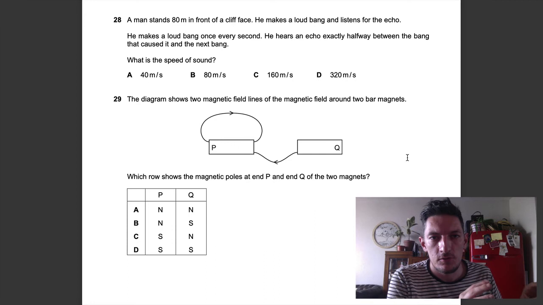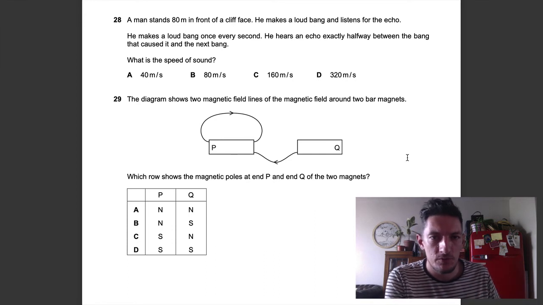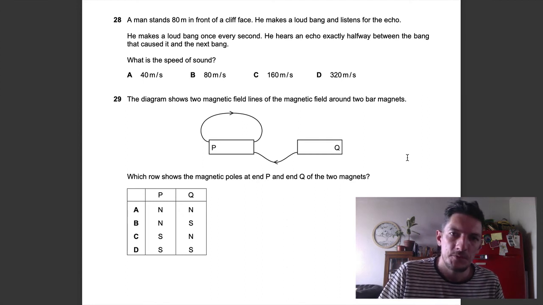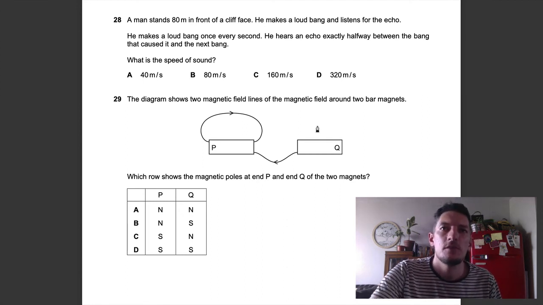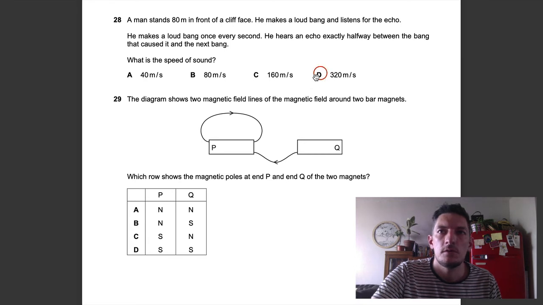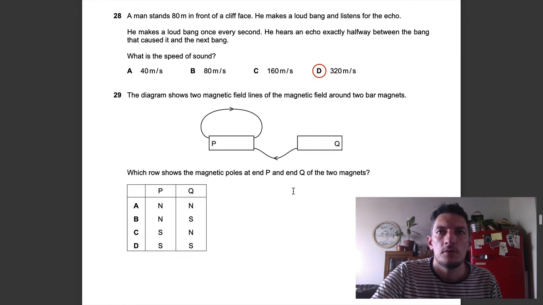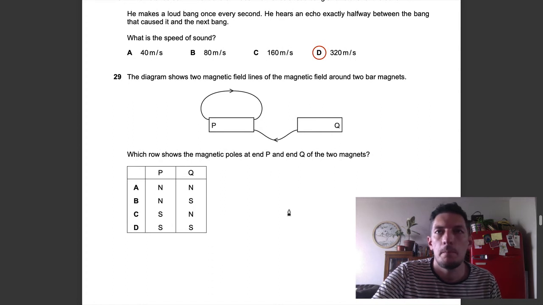If you want to, you can go to your calculator, you can do 160 over 0.5 and get 320. But 320 is the correct answer, and that is kind of close to the speed of sound in there anyway. So yeah. Really not having a lot of B's here. Cool.